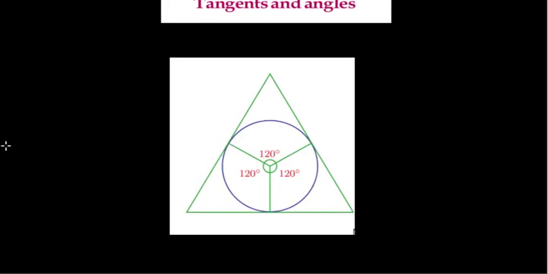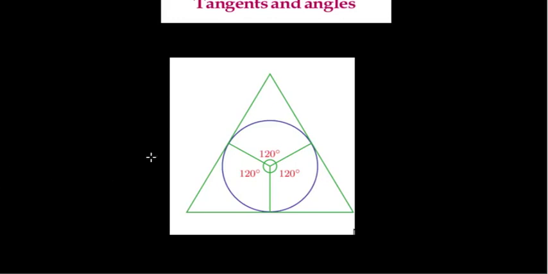Remember, here is an equilateral triangle and a circle. The circle is inside the triangle, touching all the sides of this triangle. This circle is also known as the incircle of the triangle. You have heard the term circumcircle. What is a circumcircle? A circumcircle is a circle which passes through all the vertices of a triangle. But here, the incircle is a circle which touches all the sides of a triangle.